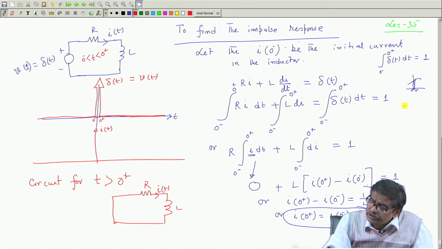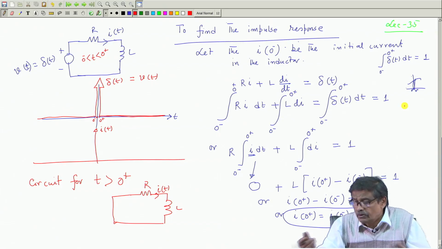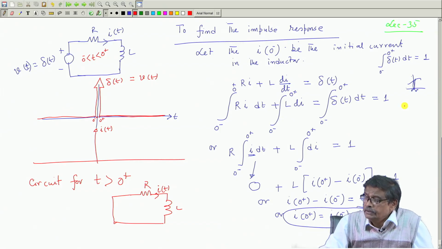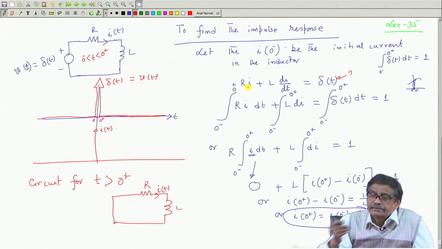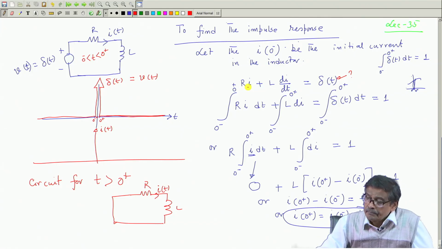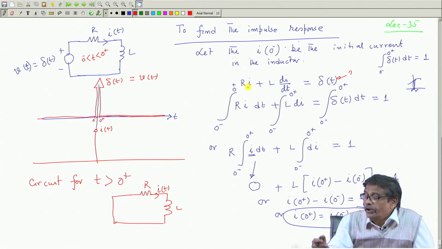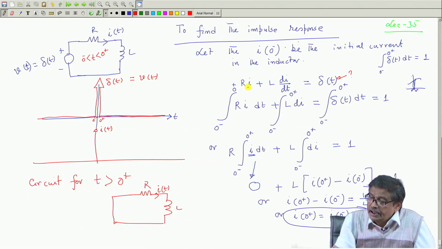So, we started with an open mind, KVL is satisfied, R I plus L d I dt is equal to delta t, that is good. But then the question is, this differential equation I cannot proceed further, simply because the right hand side is infinite. But now I exploit the property of the impulse function and integrate both the sides in the limit 0 minus to 0 plus.